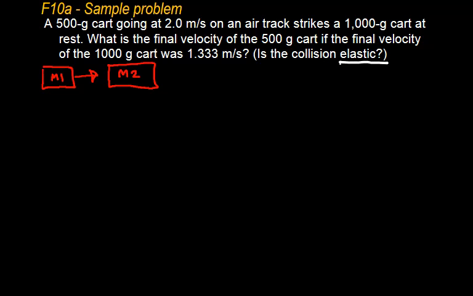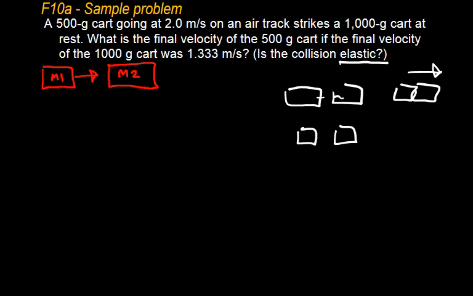So remember the three collisions. Perfectly inelastic is where two objects hit, and then they stick together afterwards, and energy is lost. Elastic is where they hit and they bounce apart, and then energy is conserved. And then inelastic is when they hit and they bounce apart, but energy is not conserved.